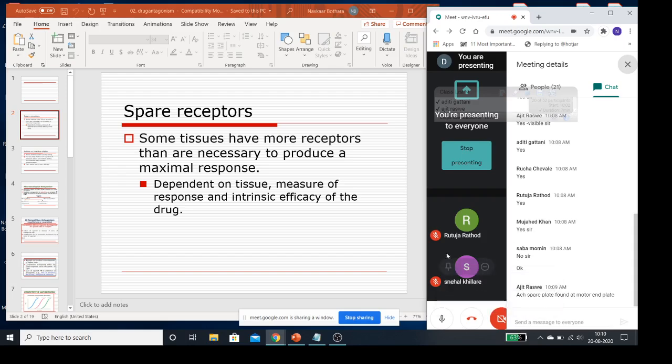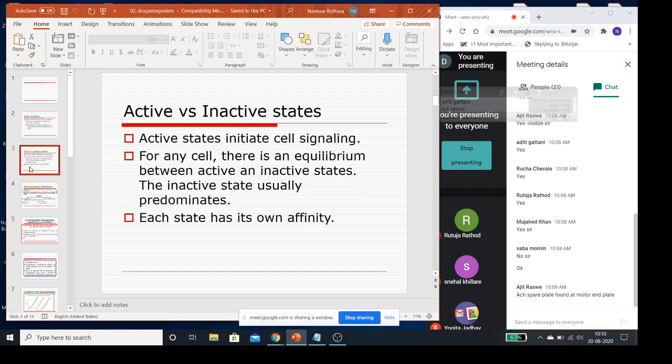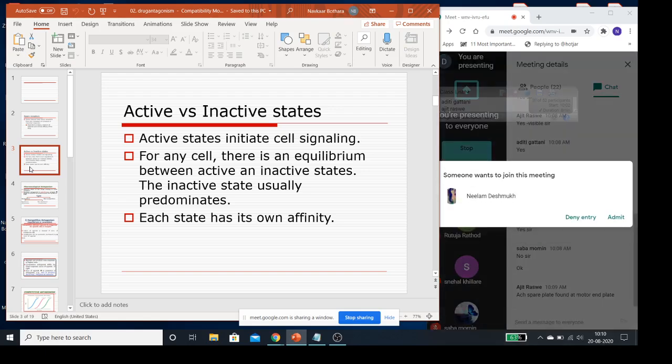Then next is some receptors are in active state. Yes, spare receptors for ACh are found at the motor end plate, correct.